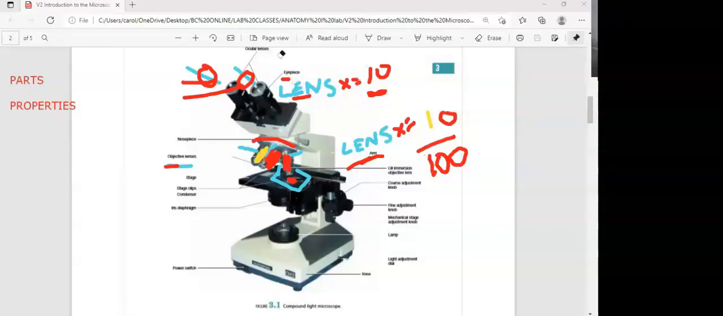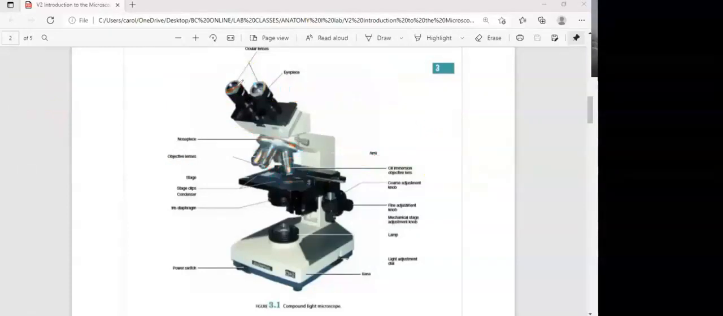So the total magnification that you get in your eye varies depending on the lens that you're using in the objective lenses. And the total magnification that you get, again, is because you multiply both lenses, and that gives you the total magnification, as you can see right here. Okay, so going back to this, we have in here the ocular lens. This is the rotating nose piece. These are the objective lenses right here.